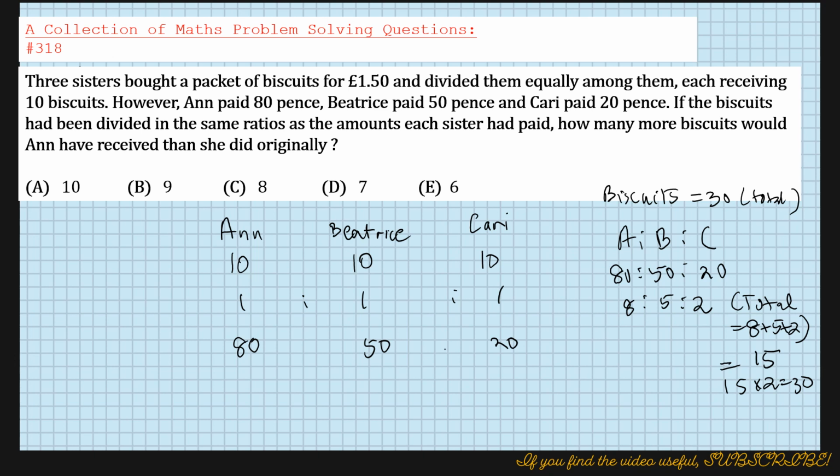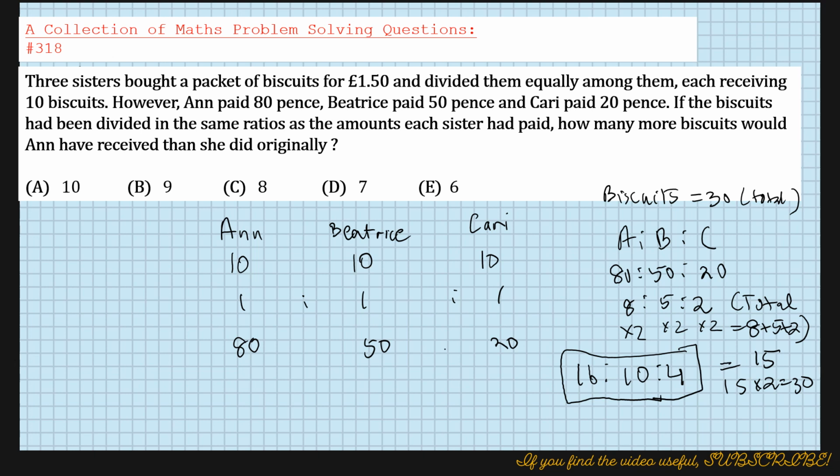So if I were to multiply each of these ratios by 2, I would get 16 is to 10 is to 4. So 16 is to 10 is to 4. If you add them, you get 30.